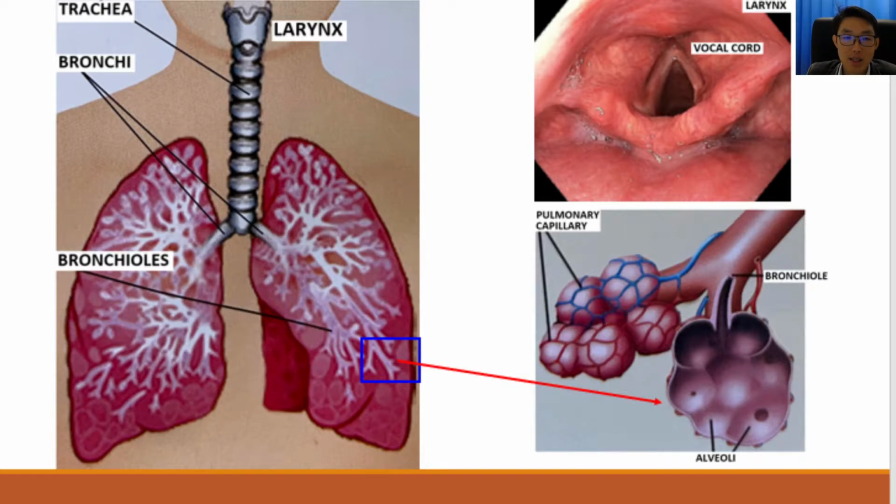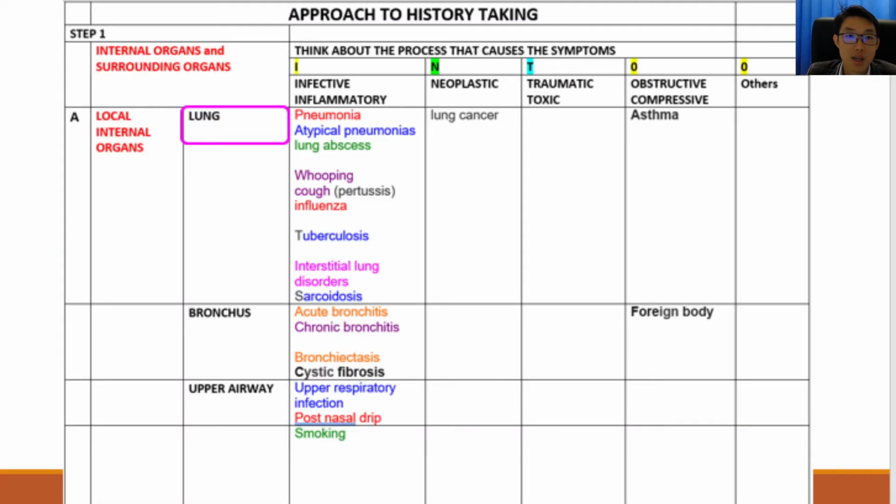The alveoli is a space where the air, because of the large surface area, can diffuse quickly into the capillary system in the lung. It is then transported in the blood, returned to the heart, which then pumps it to the rest of the body. Here's a table of the common causes of cough.